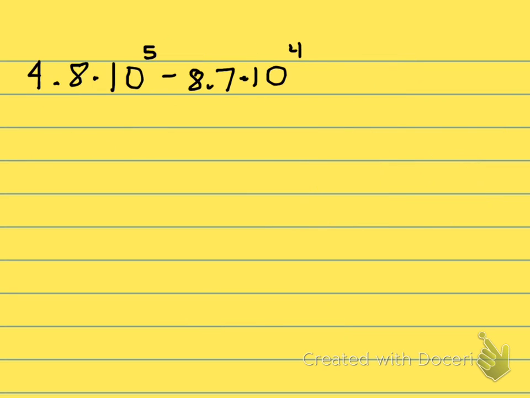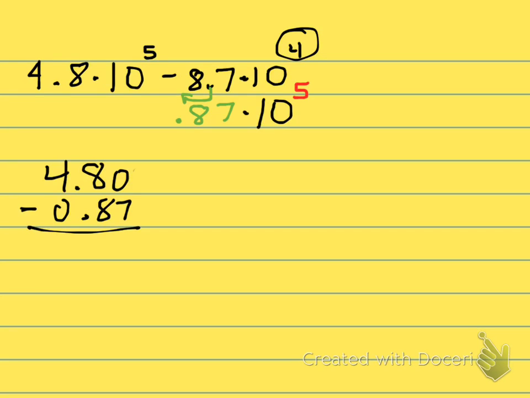In this last one here, we've got a little bit of subtraction. As always, we're going to change the smaller number into the larger, so we're going to turn that exponent of 4 into a 5. Actually, I can give you a few seconds to try that on your own, and in a couple seconds the answer will pop up if you want to pause it. You'll actually turn that into 87 hundredths times 10 to the 5th.